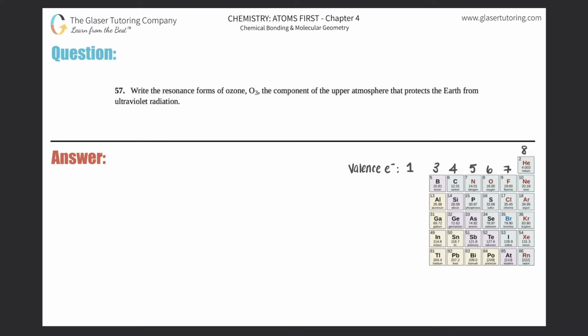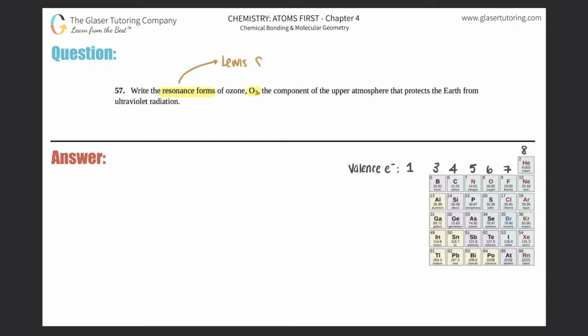Number 57. Write the resonance forms of ozone, which is O3, and it's the component of the upper atmosphere that protects the Earth from ultraviolet radiation. All right, so remember, guys, that resonance always comes from knowing how to draw Lewis structures.